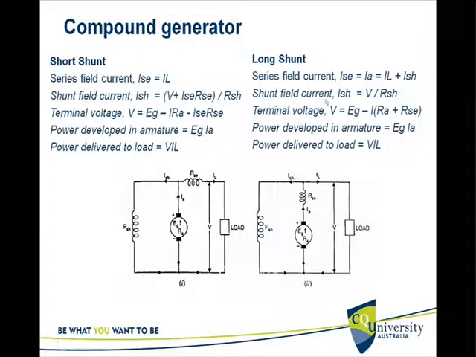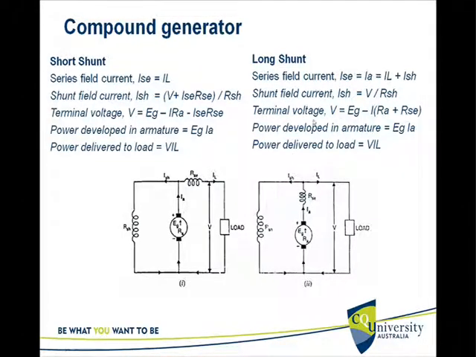For the long shunt, there is a slight difference. Series field current is the same as the armature current, which is equal to the load current plus the shunt field current. Shunt field current is equal to the terminal voltage divided by the shunt field resistance.